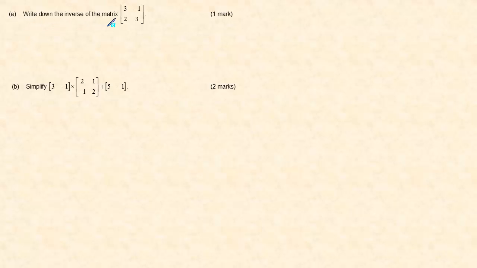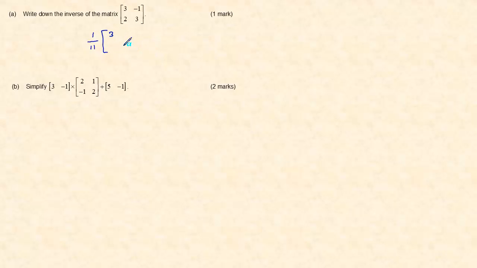Write down the inverse of this matrix. So the first thing we need is the determinant. 3 times 3 is 9. Take away 2 times negative 1. So we're doing 9, take away negative 2. So 9 plus 2 is 11. So we have 1 over 11.